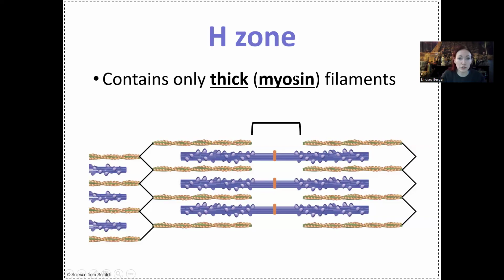Then we have the H zone, which is where we only have myosin. So you notice we have areas where we have both, areas where we have only one, which was the I band. Now we have this H zone, which is right over the middle almost. It's not the M line, okay? But it's where there's only the thick filament, aka myosin. So do you see how there's a difference?